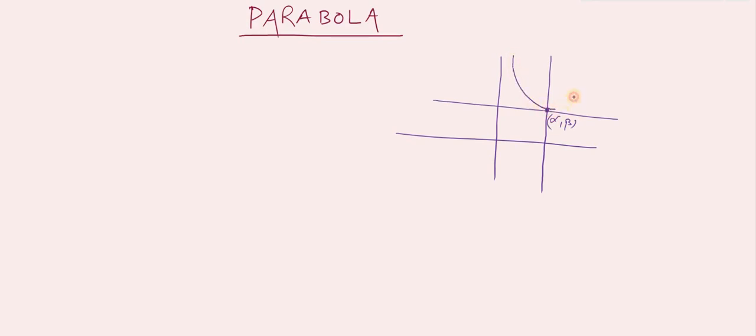Next type is parabola having its vertex at alpha comma beta, obviously other than origin, and its axis is parallel to y-axis. Length of latus rectum is obviously in this case also 4a. So let us draw x and y axis and a line parallel to y axis which will serve as axis of the parabola, and let us say this point is alpha comma beta and it is the vertex of the parabola. So it will look something like this.